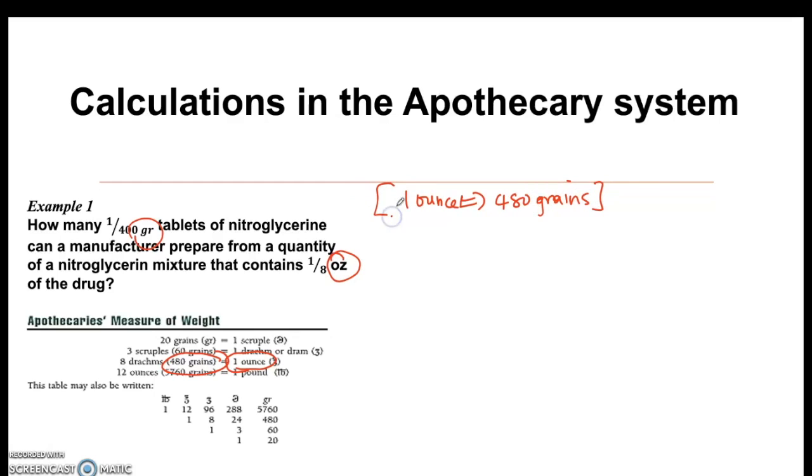That's our conversion. I don't like working with fractions, so I am going to change 1 over 400 grains to a decimal, and that works out to be 0.0025 grains. And I also want to change the 1/8 ounce to a decimal, and that's 0.125 ounces. Okay, now what is the question asking us? The question is asking us to determine the total number of tablets that contain 1 over 400, or 0.0025 grains, of nitroglycerin, given that the manufacturer has a mixture that he's going to use to make these tablets with 1/8 ounce of nitroglycerin in it.